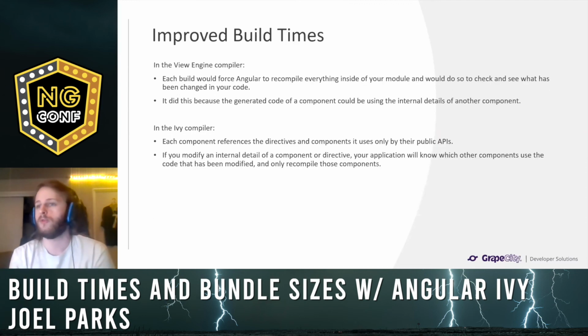And then we get to improved build times. In the View Engine compiler, each build would force Angular to recompile everything inside of your module to check to see what had been changed. The reason that it did this was because components could be using internal details of another component. In the Ivy compiler, each component references the directives and components it uses only by their public APIs. And if you modify an internal detail of a component or directive, the application will automatically know what other components use the code that's been modified, and it only updates those components.